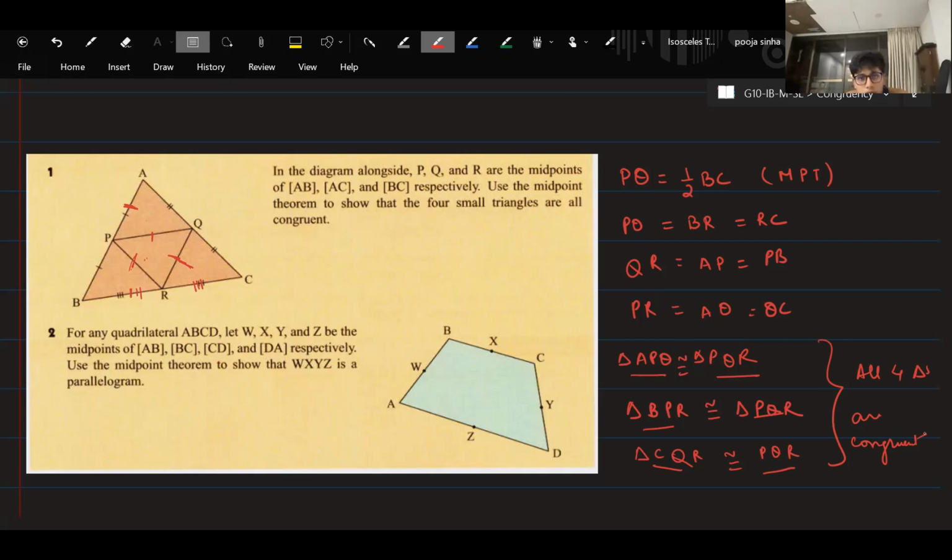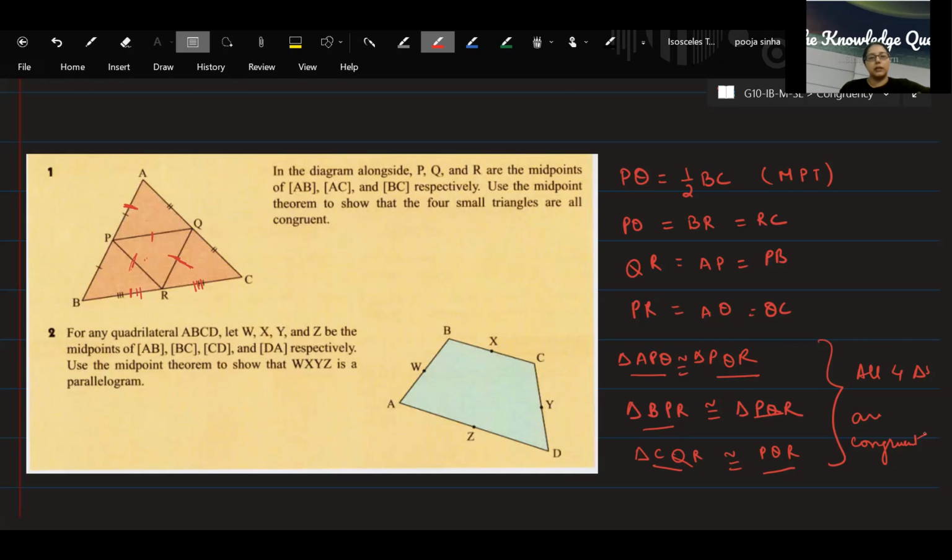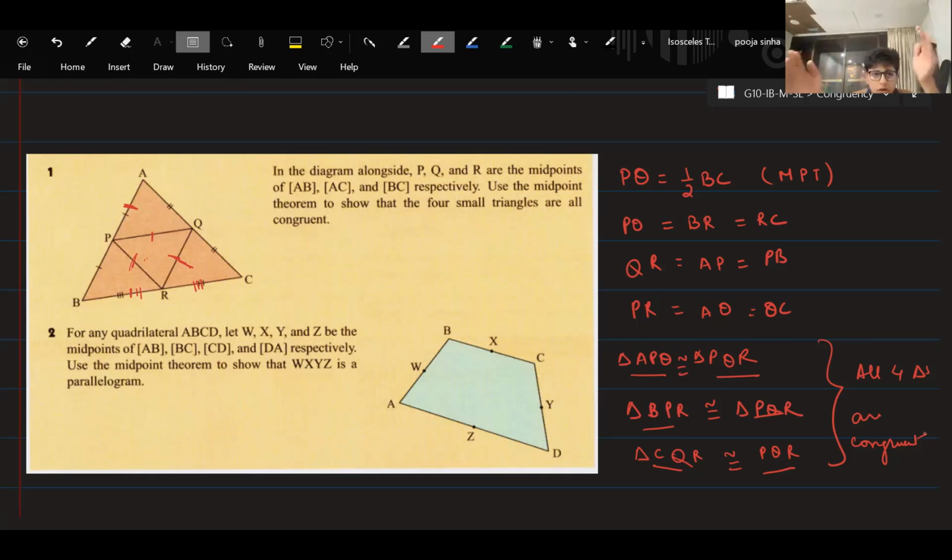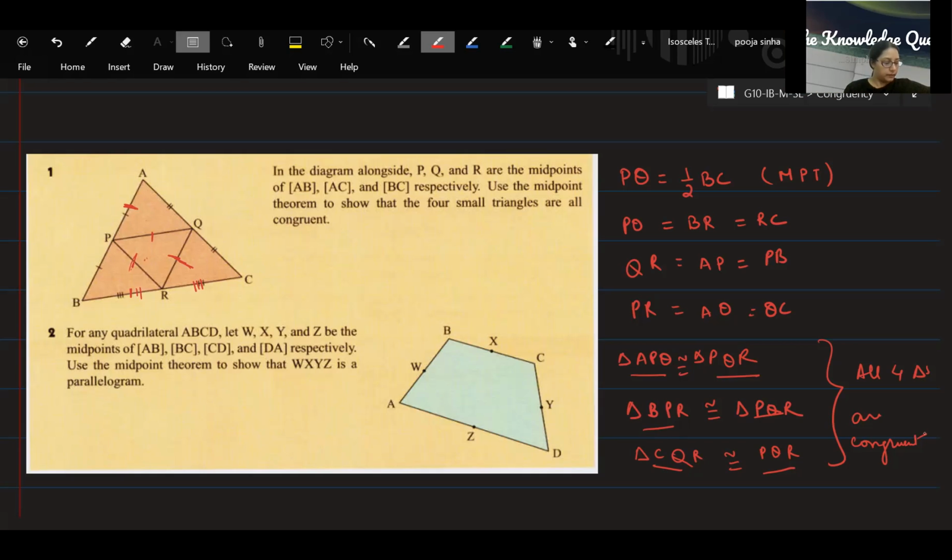APQ is congruent to PQR. And see how is it so? Corresponding. And then BPR is equal to PQR.